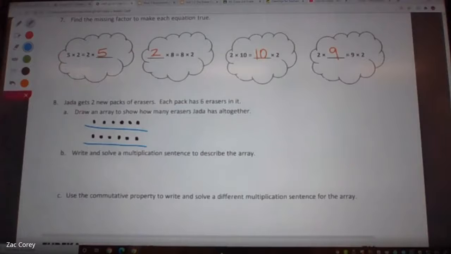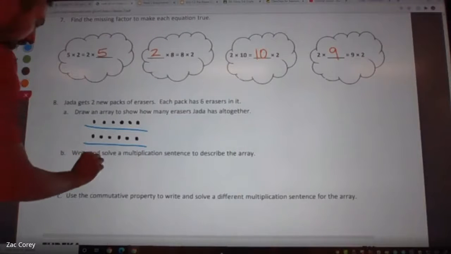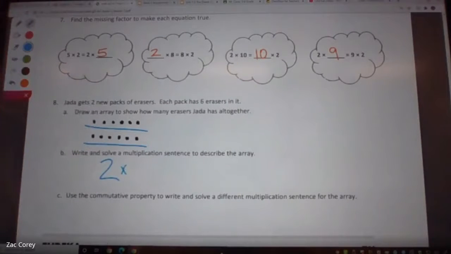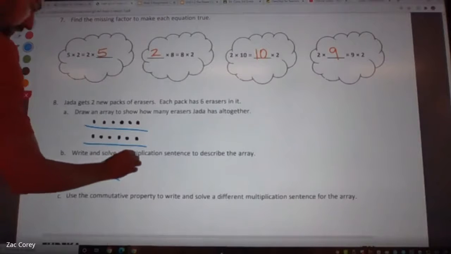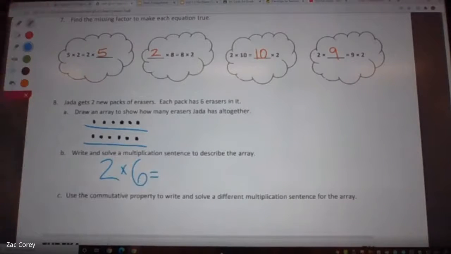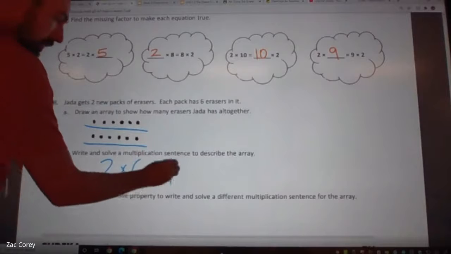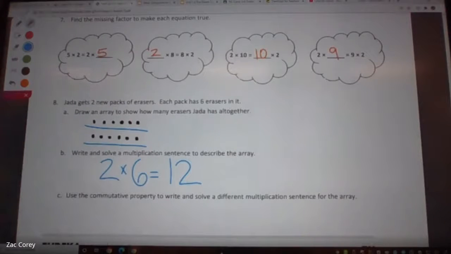Okay. Next one says, write and solve a multiplication sentence to describe the array. So remember, when we do a multiplication sentence, the number of groups or rows always comes first. So we have 2 times, because we have 2 rows. In each row, we have 6. 2 times 6. Let's see if you guys can solve that on your own. So we're going to count by 6 2 times. So that's basically 6 plus 6, which would equal 12.